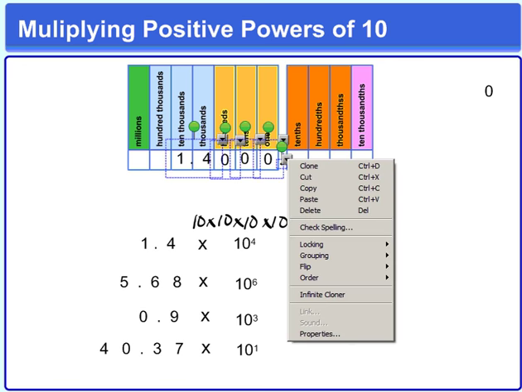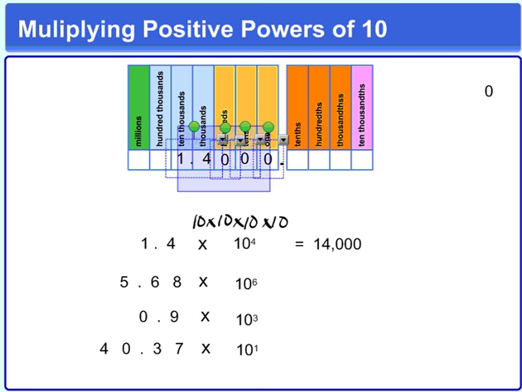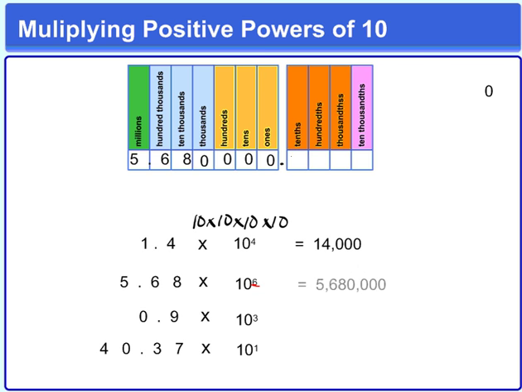Let's try a different one. Let's look at 5.68. For this one, 5.68 stays there, and I'm going 10 to the 6th power. So I have 6 10s: 1, 2, 3, 4, 5, 6. I fill in my zeros because I went 10 6 times larger than 5.68, and I get 5,680,000.